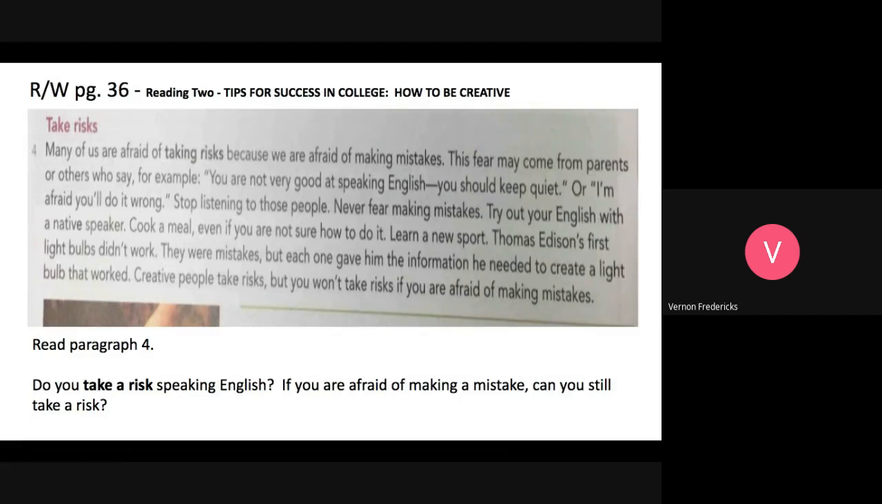Creative people take risks, but you won't take risks if you are afraid of making mistakes. So, students, take risks. You have to make mistakes so that you can grow and find out information. If you don't take risks, you are never going to learn. Okay? Even if you speak English and it comes out bad, good. The teacher will correct you. Your native speaker friend will help you. But speak.